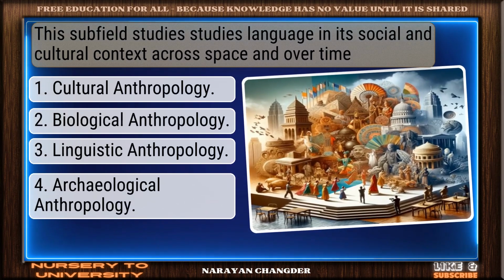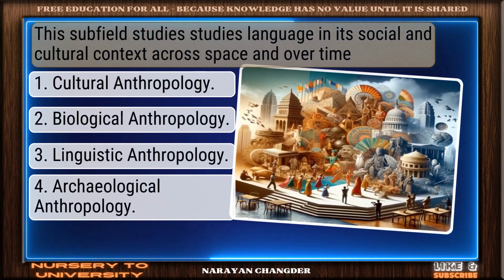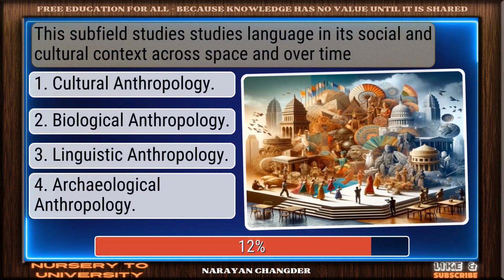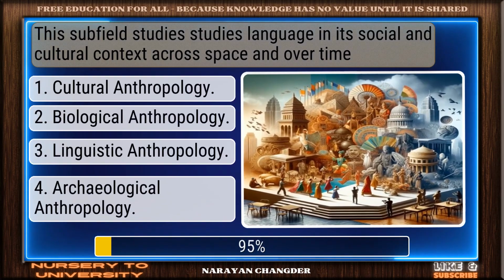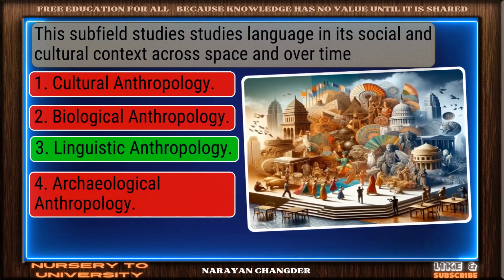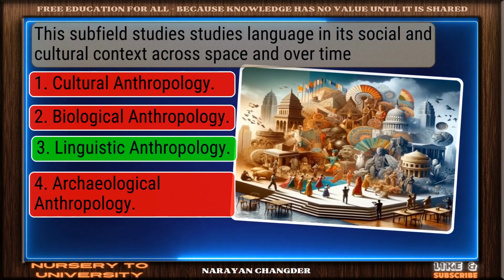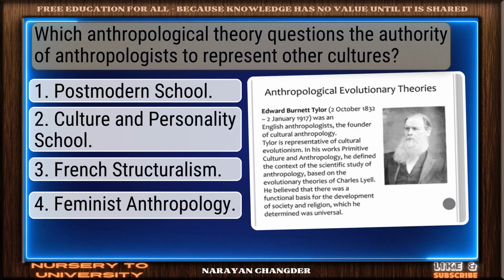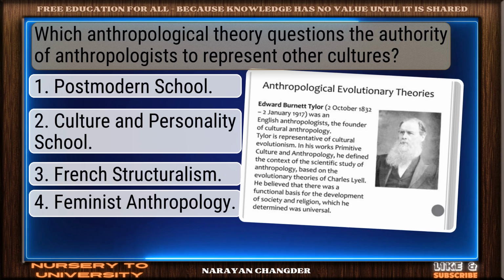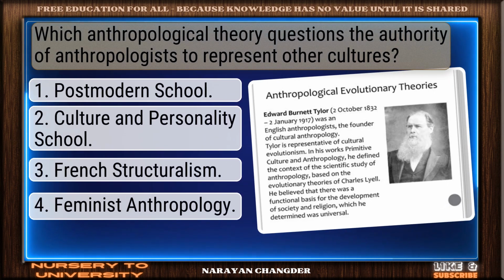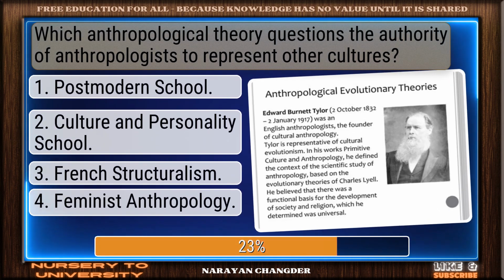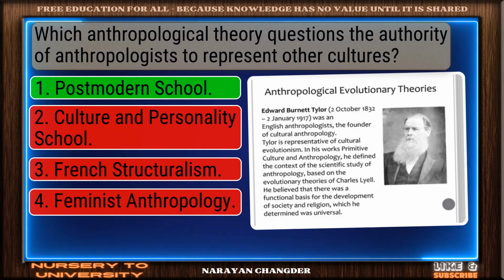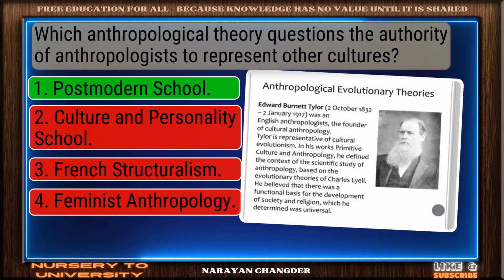This subfield studies language in its social and cultural context across space and over time. Smart move. Linguistic anthropology is an accurate answer. Which anthropological theory questions the authority of anthropologists to represent other cultures? Clear logic. Your choice postmodern school is sound.